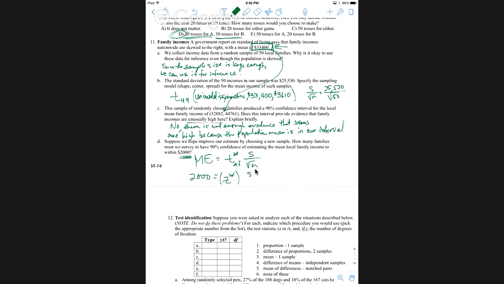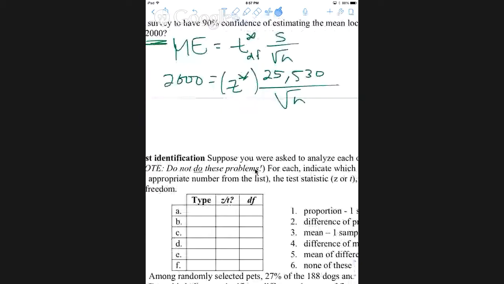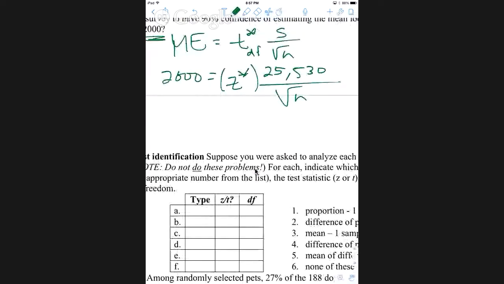And S we know is 25,530 over square root of n is what we're looking for. So Z star for 90% confidence is, let me look that up real quick.